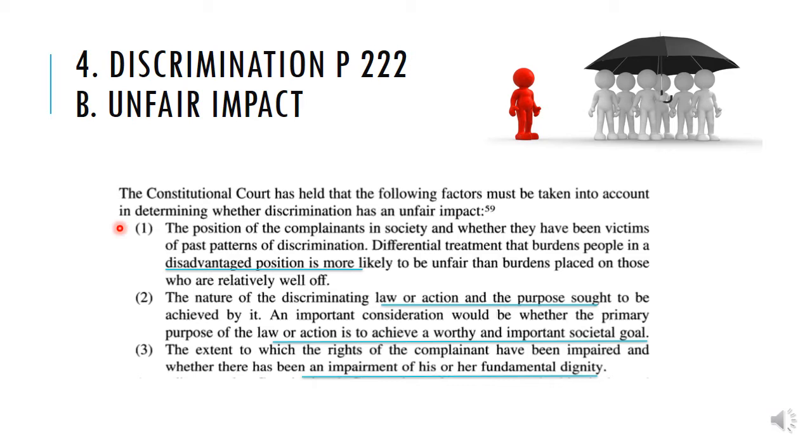Number 1, the position of the complainants in society and whether they have been victims of past patterns of discrimination. Differential treatment that burdens people in a disadvantaged position is more likely to be unfair than burdens placed on those who are relatively well off.